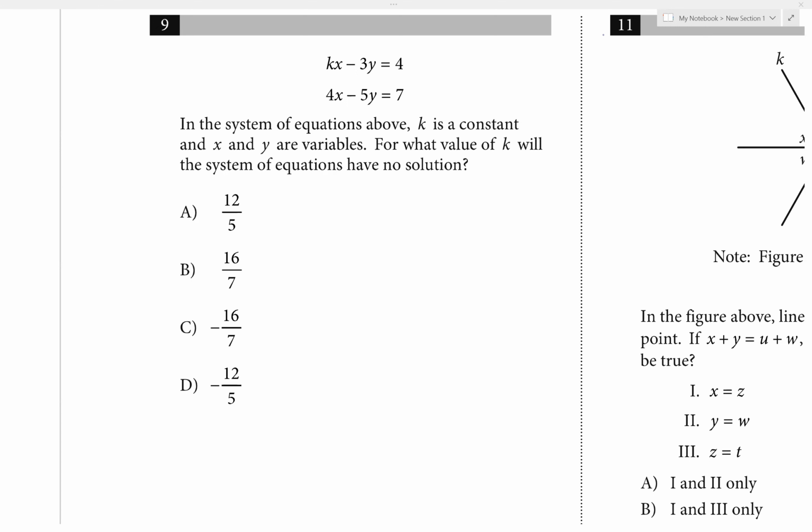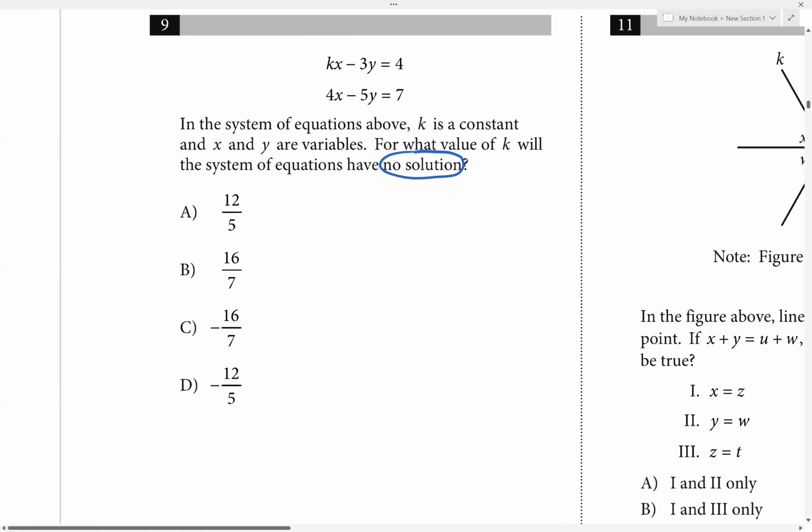Okay, so first they told us k is a constant. What that means is k represents some number. We don't know what it is. That's what we're trying to figure out. And then we want the system of equations to have no solution.